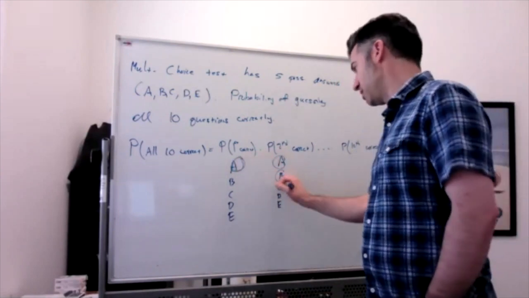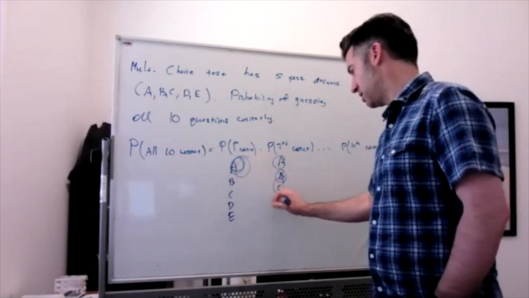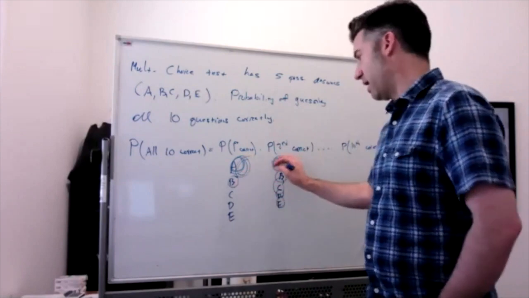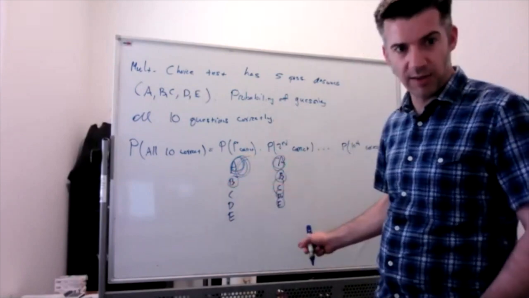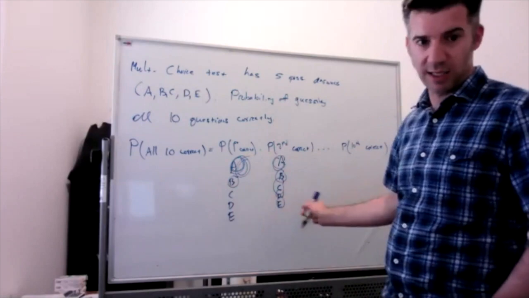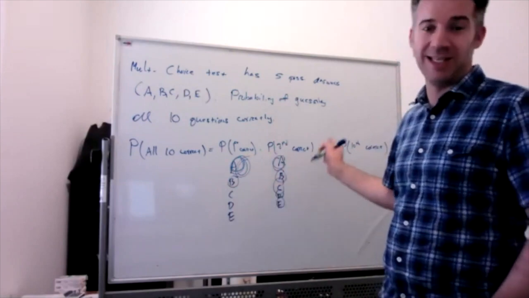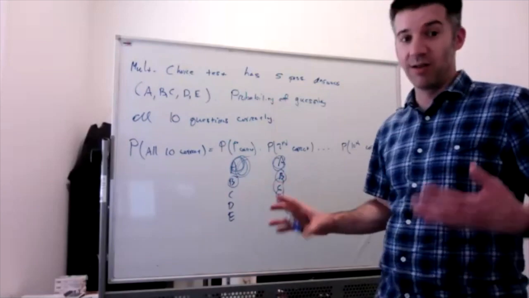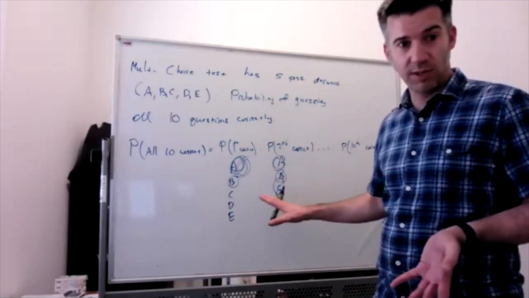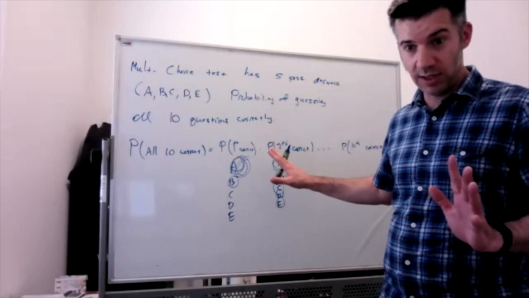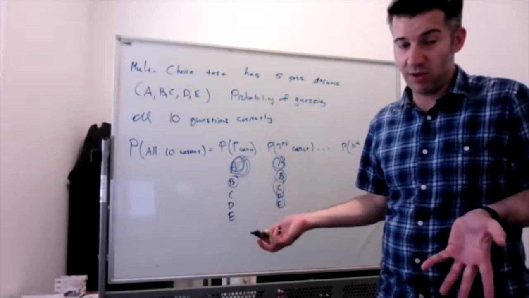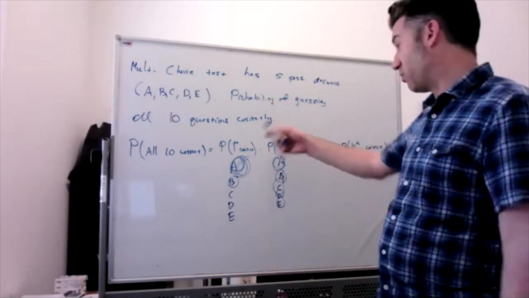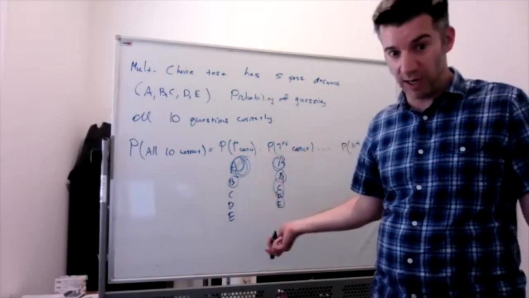You could guess AA, AB, AC, AD, AE. That's 5 possibilities. But then you can guess BA, BB, BC, BD, BE, and then CA, CB, CC, CD, CE, and then DA, DB, DC, DD, DE, and then EA, EB, EC, ED, EE. There are literally 25 ways you can guess the first 2 questions. And of those 25 ways, only one is where both of them are correct.